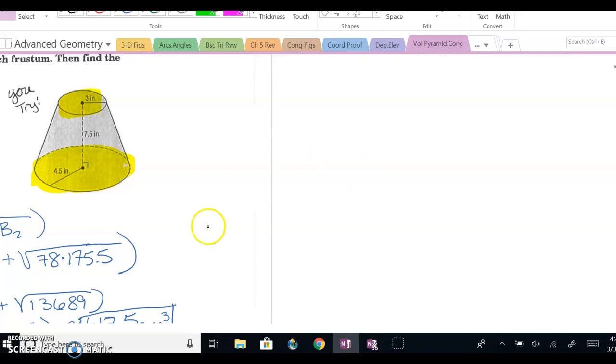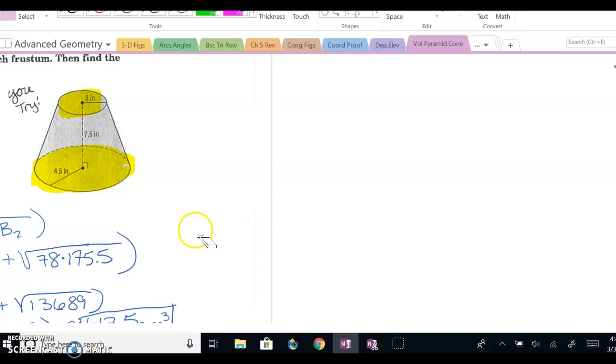Okay, and so that's 1/3, your height, your distance between your bases is 7.5, times your base 1 is 9 pi, your base 2 is 20.25 pi, square root of 9 pi times 20.25 pi. Okay, so we're going to put all that in the calculator. Remember, order of operations, you need a square root first, then you need to add these two things to your third thing, and then lastly, you would multiply, right? So just keep those order of operations in mind.